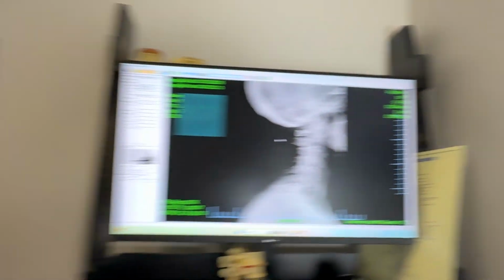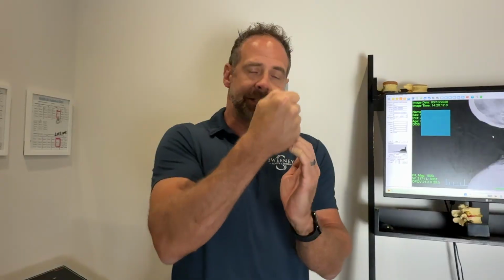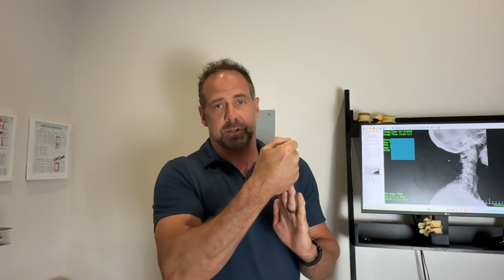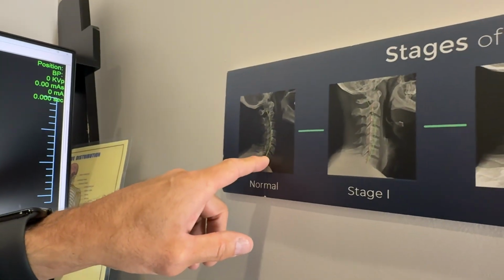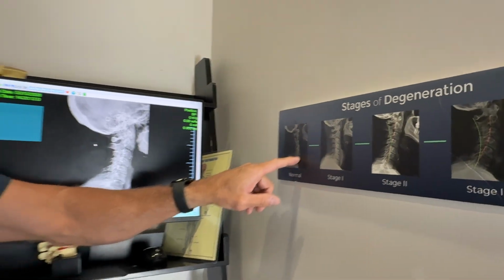And then basically when we have that curve in our neck, it creates a shock absorber. So the weight of the head, about 8 or 10 pounds, is sitting on a shock absorber. And when we lose that curve, now we've lost the shock absorber. So you'll notice with this normal X-ray, when we do tummy time as a baby and we learn to crawl and walk, that's how we get those normal curves.